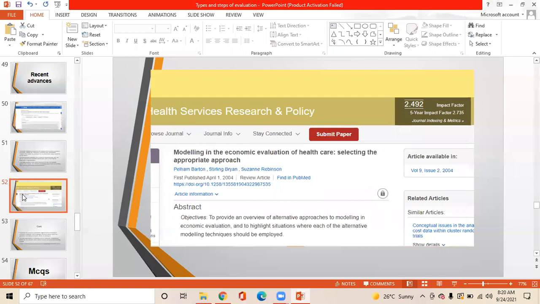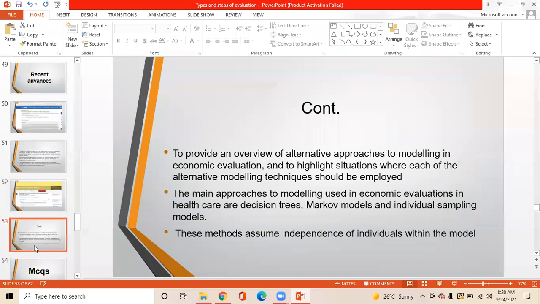Another article is modeling in the economic evaluation of healthcare, selecting the appropriate approach. This article shows different types of approach, and the main aims are to provide an overview of the alternative approaches to modeling in economic evaluation, and to highlight situations where each of the alternative modeling techniques should be employed. The main approaches to modeling used in economic evaluation in healthcare are decision trees, Markov models, and individual sampling models. These methods assume independence of individuals within the model.